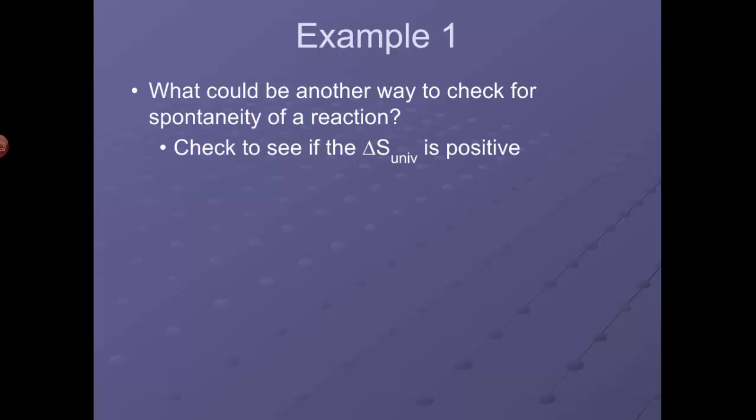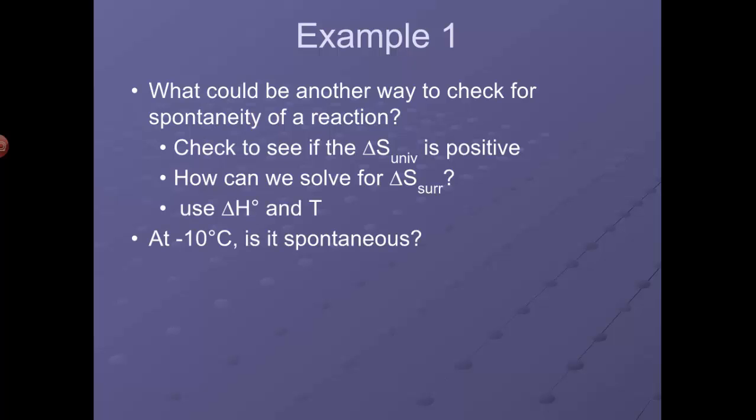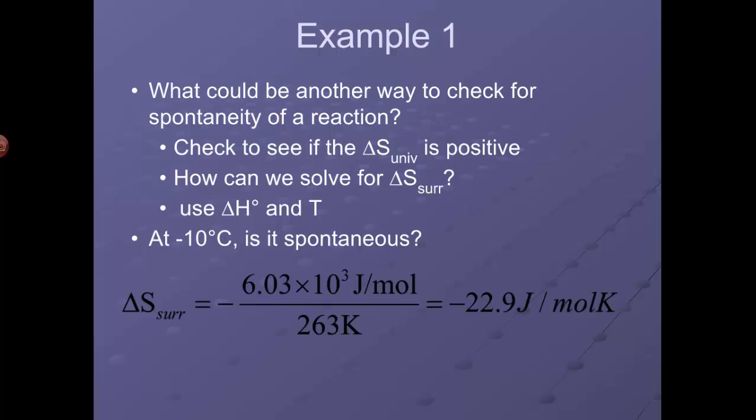Check to see if delta S of the universe is positive. How do we solve for delta S of surroundings? Okay, use delta H and delta T. So at minus 10 degrees, this is spontaneous. Here's the other way to do it.